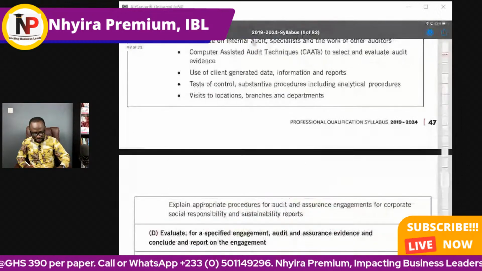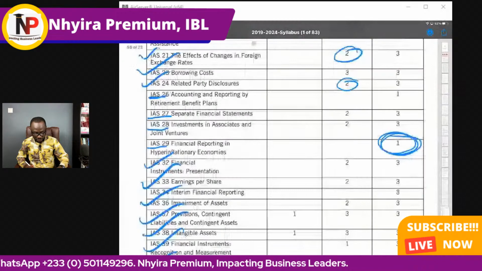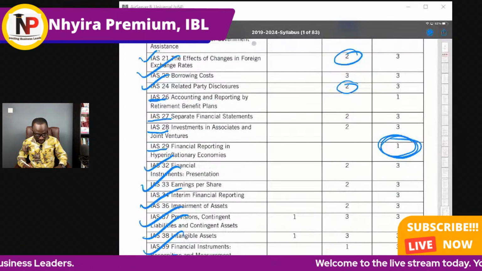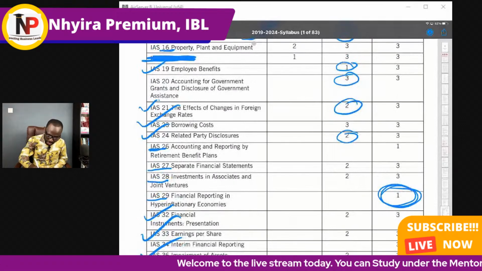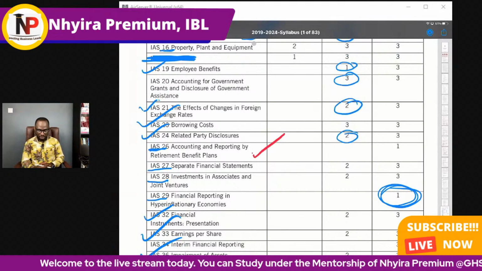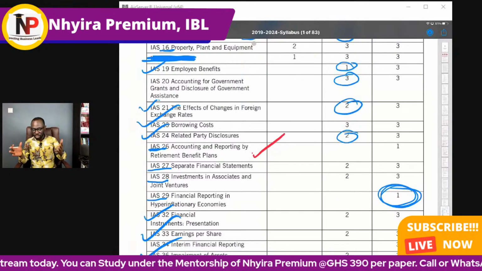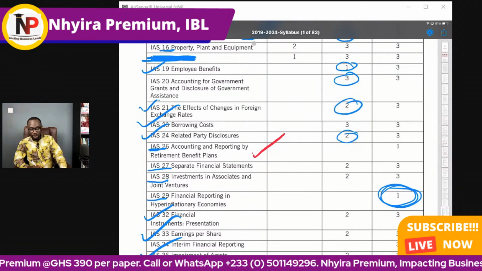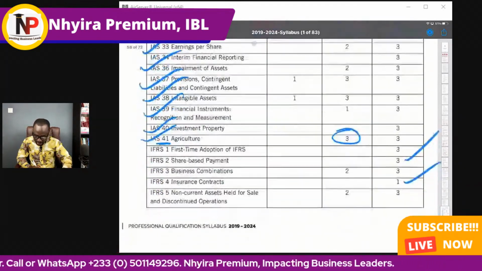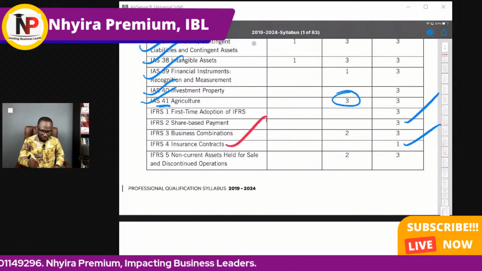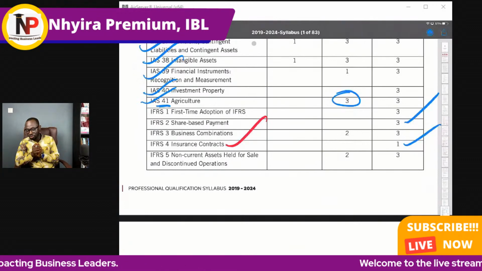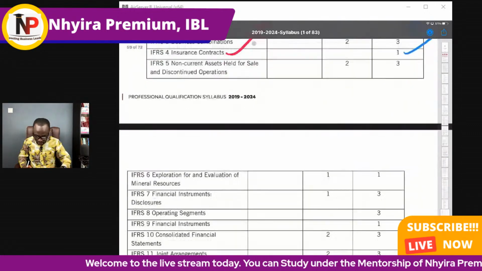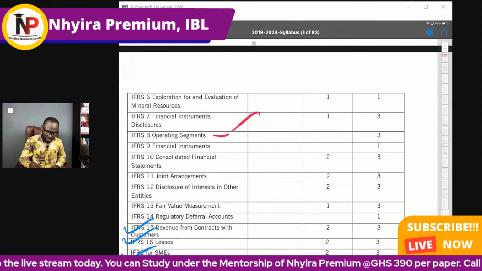So let me show you some of the standards that are going to be exclusively in level 3 here. So exclusive standards in level 3. IAS 26, accounting and reporting by retirement benefits plan. The syllabus requires that you just have an understanding of exactly what that is and what that does for the various organizations and various institutions. Then exclusively for level 3, IFRS 4, insurance contracts. The syllabus requires that you have an introductory understanding or knowledge about this as well, exclusively for level 3. Then IFRS 8, operating segments.